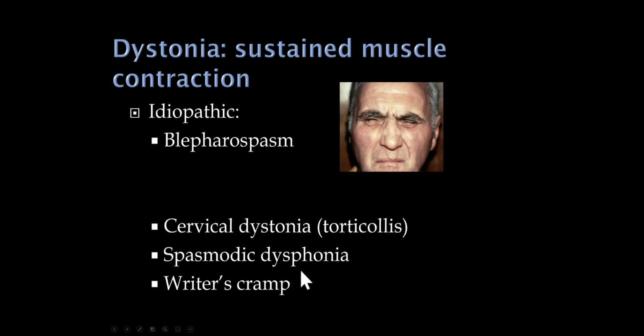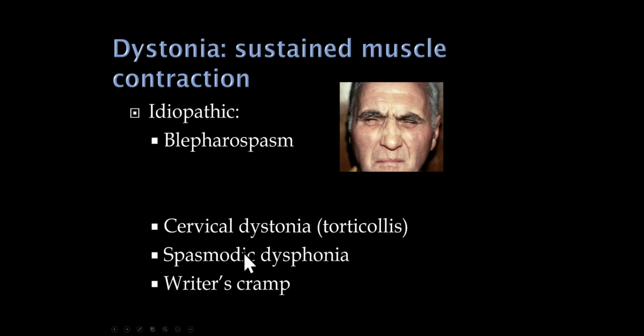Spasmodic dysphonia is of the vocalis muscle, and if the patients have a constrictor type of this, then they have a tight, choky voice. If they have the adductor type, then the voice becomes very breathy and soft. And writer's cramp is an example of a task-specific dystonia, where the hand is pretty normal except when the patient tries to write, and then the hand goes into a dystonic, clenched posture.